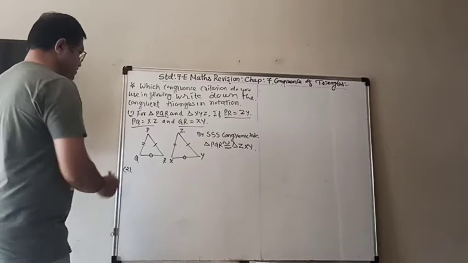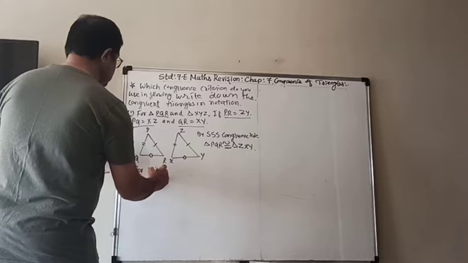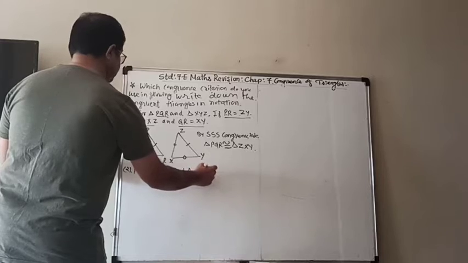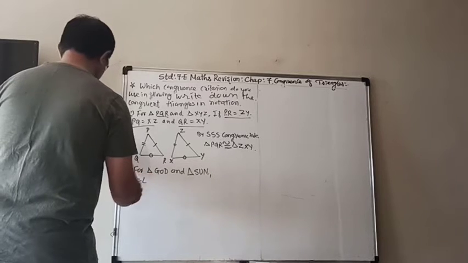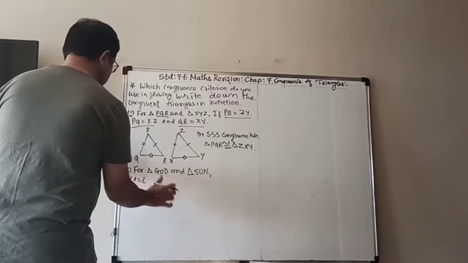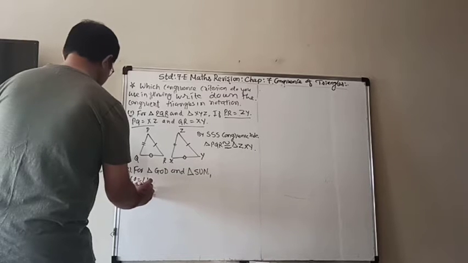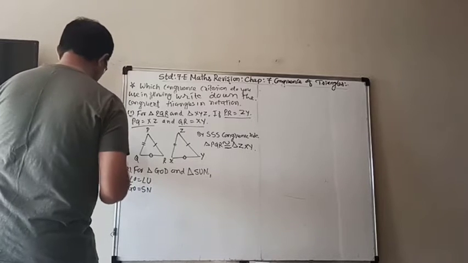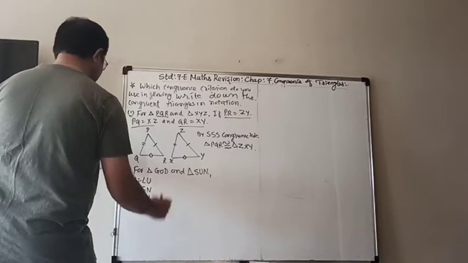Let's take another situation given. For triangle GOD and triangle SUN, angle O is equal to angle U. Then GO is equal to SN and angle G is equal to angle N.